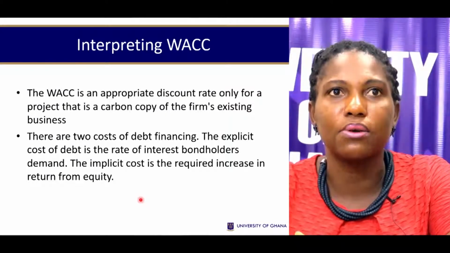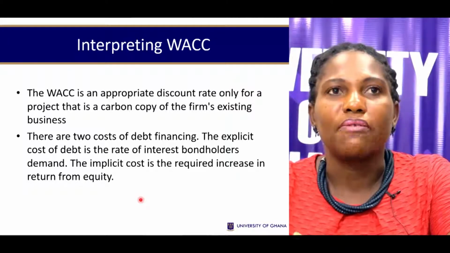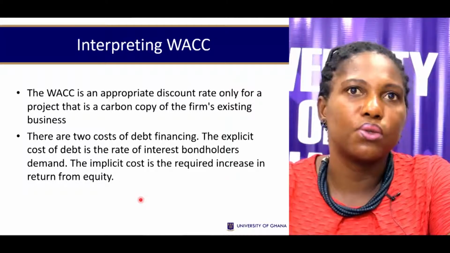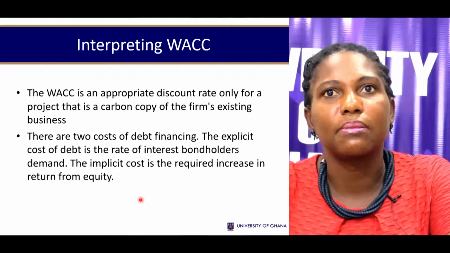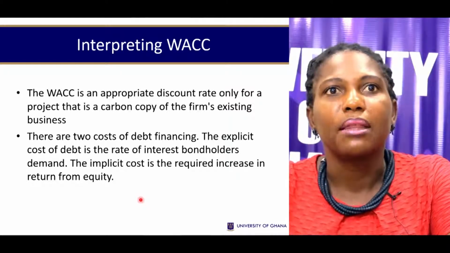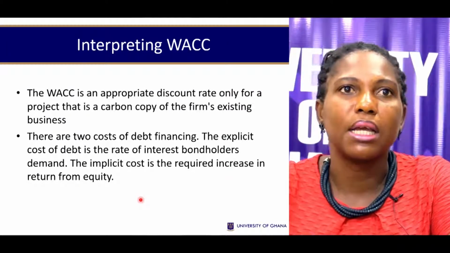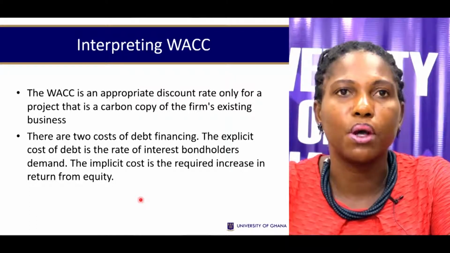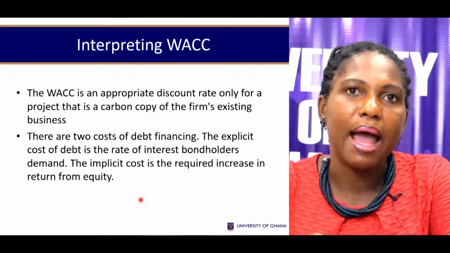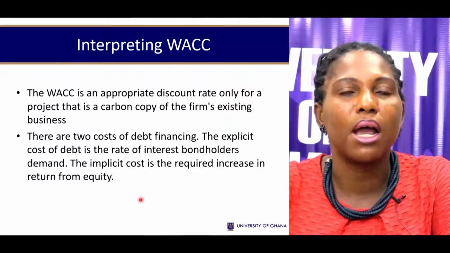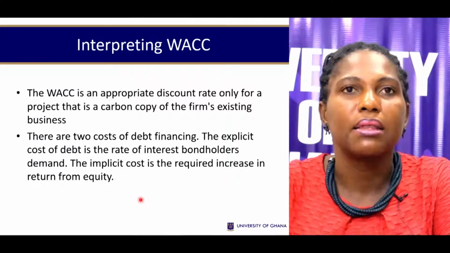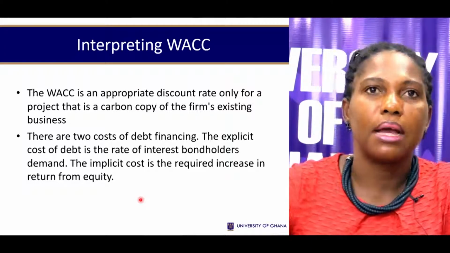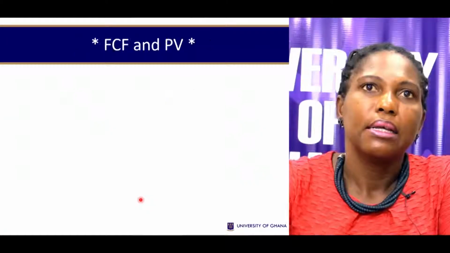And typically, in looking at that weighted average cost, our main focus is on the two costs of debt financing. The explicit cost is the rate that bondholders demand. The implicit cost has to do with the increase in return for equity, because the more we take on debt, the higher the risk of bankruptcy. So equity holders are likely to demand more from us because their risk has been heightened.